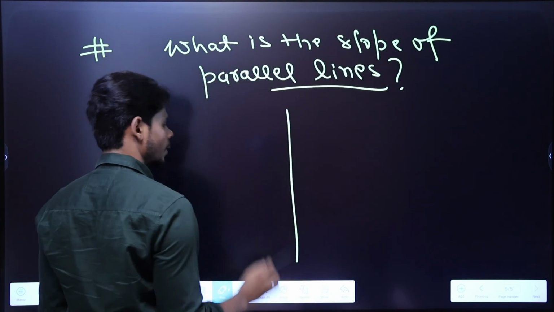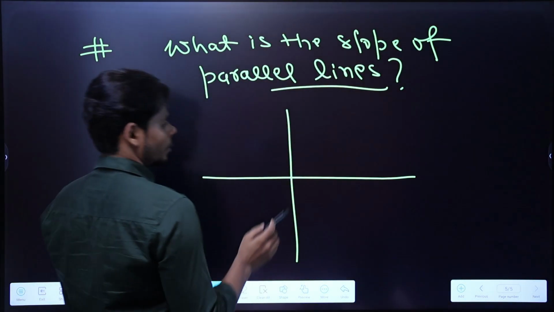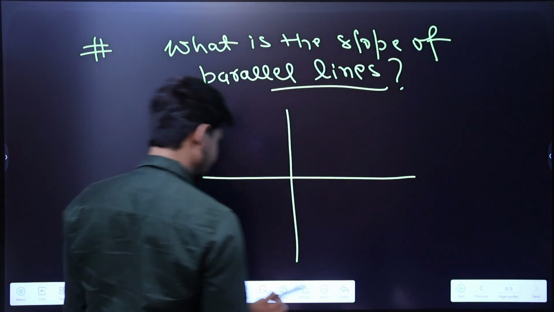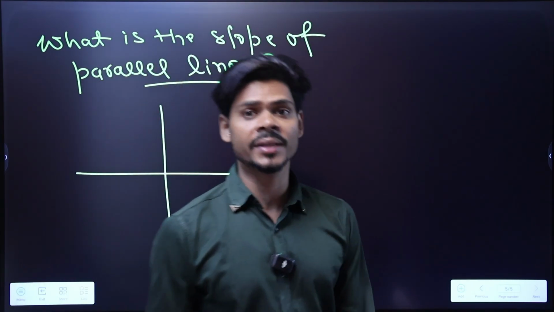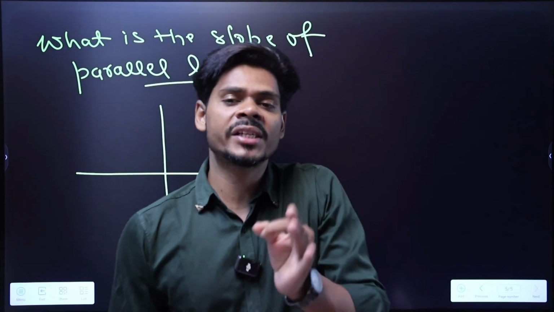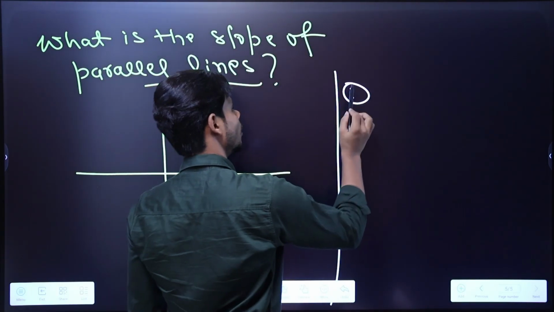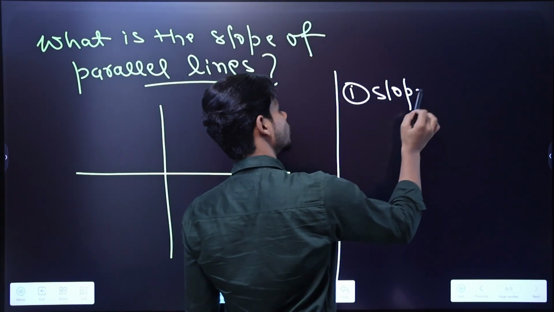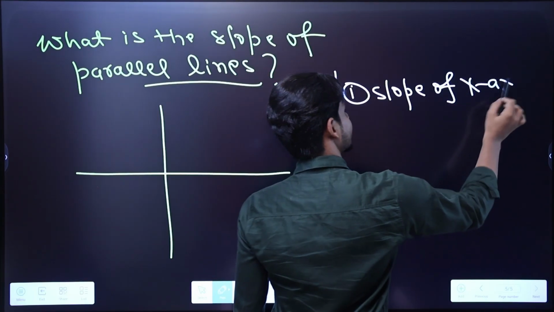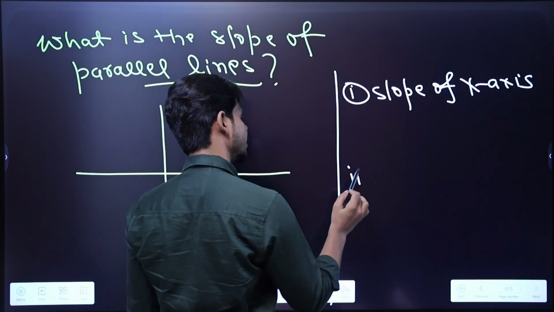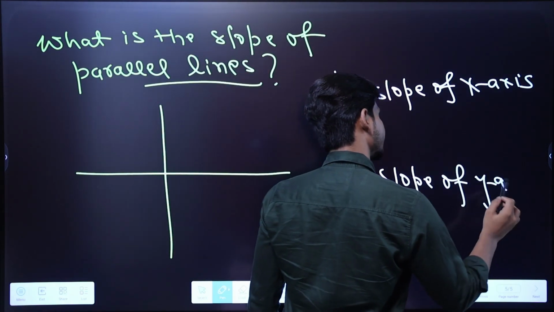First of all, we need to understand what is the slope of x-axis and what is the slope of y-axis. Remember guys, first thing to understand is the slope of x-axis, and another thing we need to understand is the slope of y-axis. Very important.